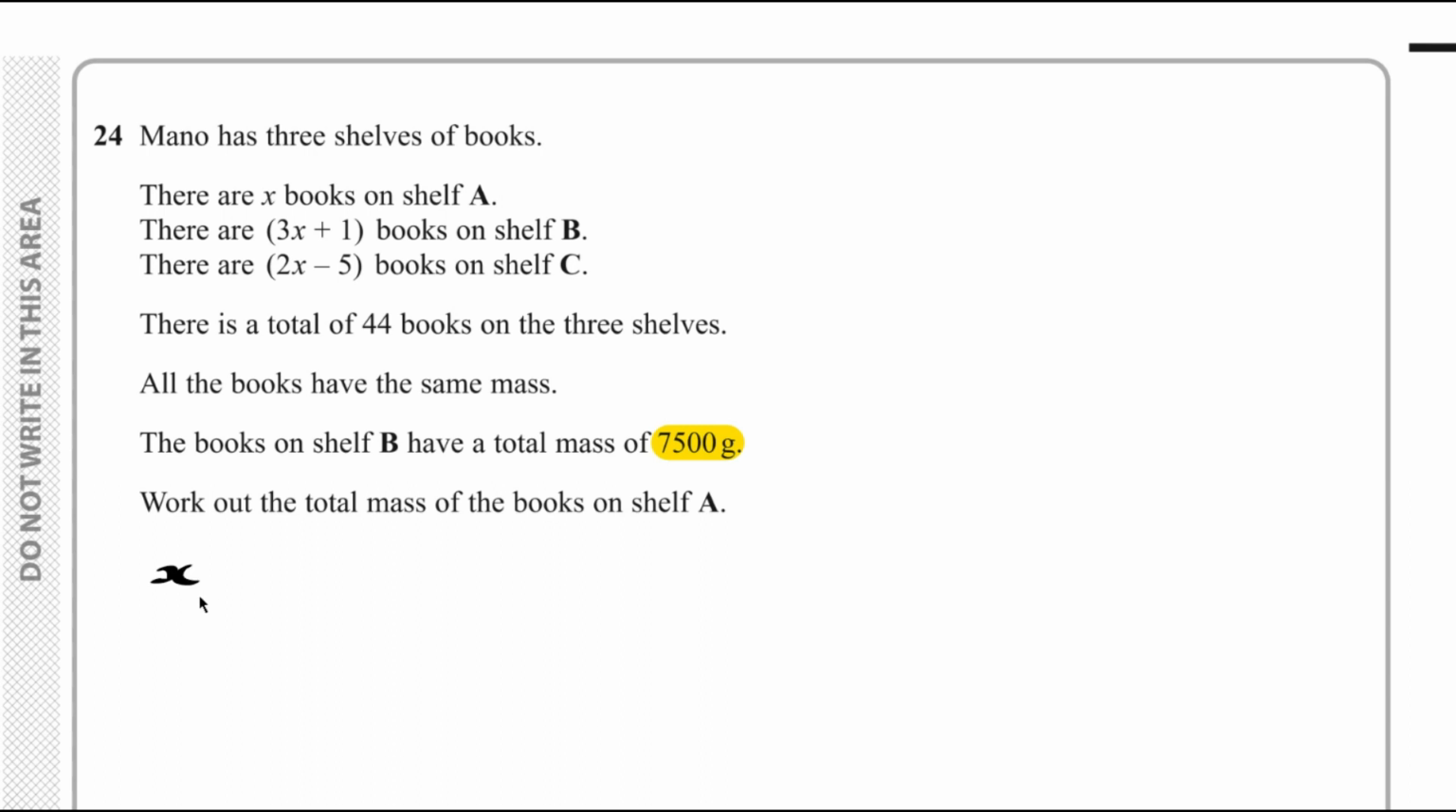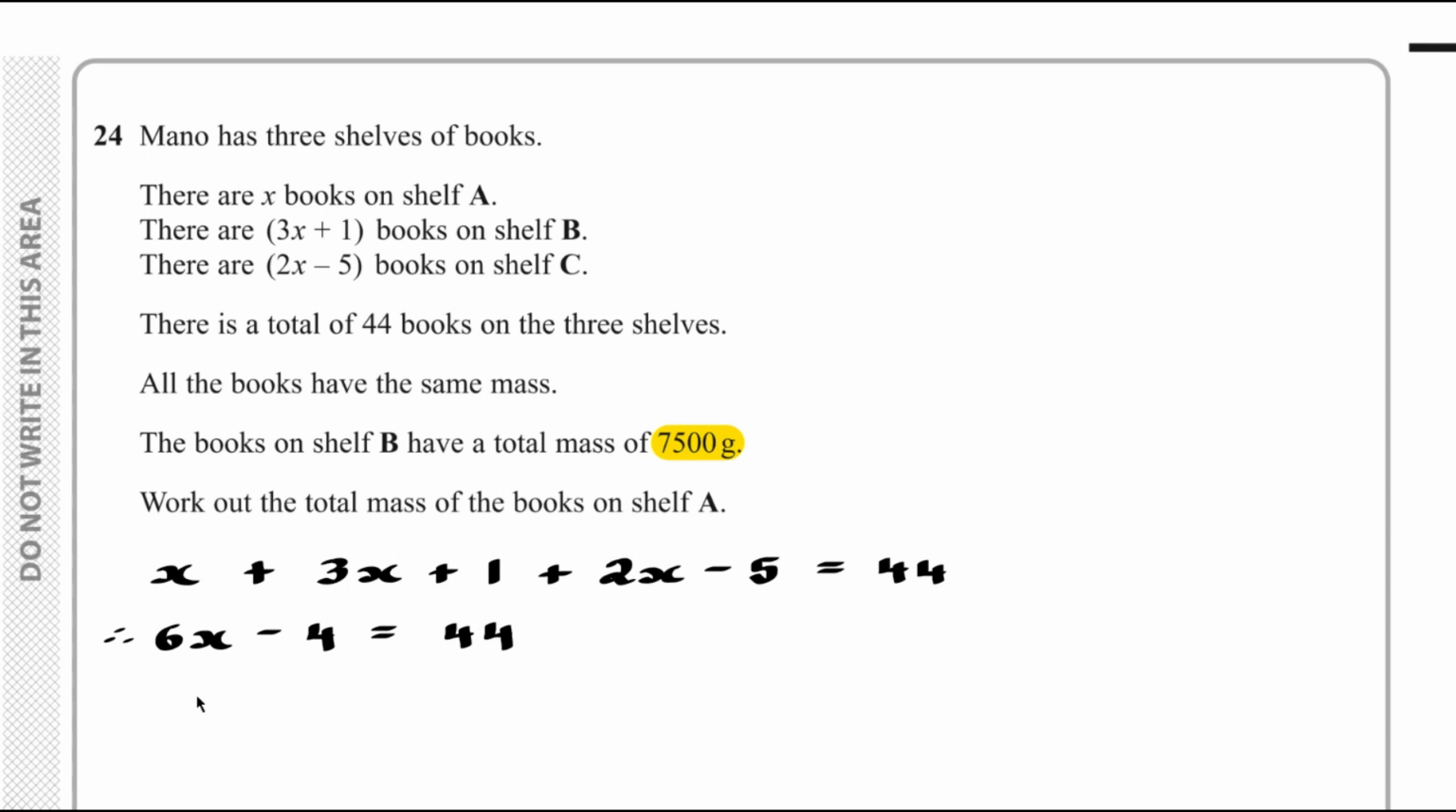So we have x on A plus 3x plus 1 on B plus 2x subtract 5 on C, and the total of all this is equal to 44. So let's simplify this. x plus 3x plus 2x is 6x. 1 subtract 5 is negative 4. So 6x subtract 4 equals 44. Adding 4 to both sides, 6x is 48, which means x is equal to 8.